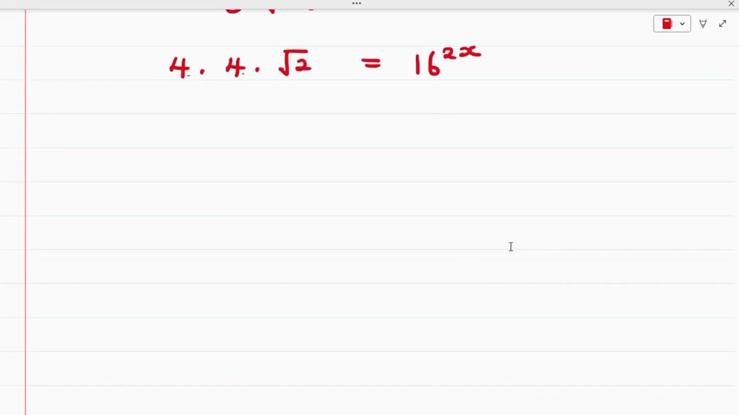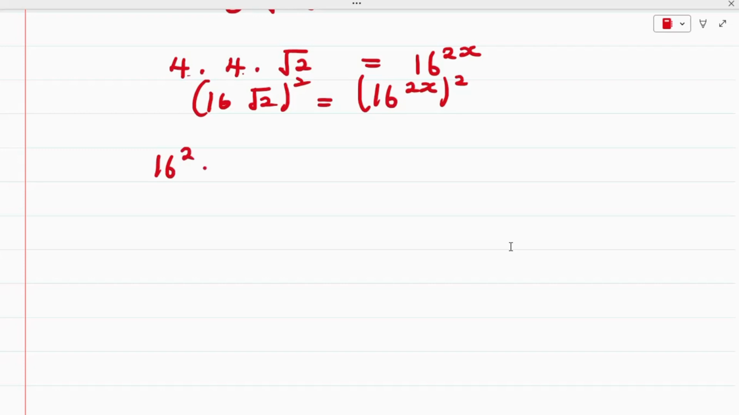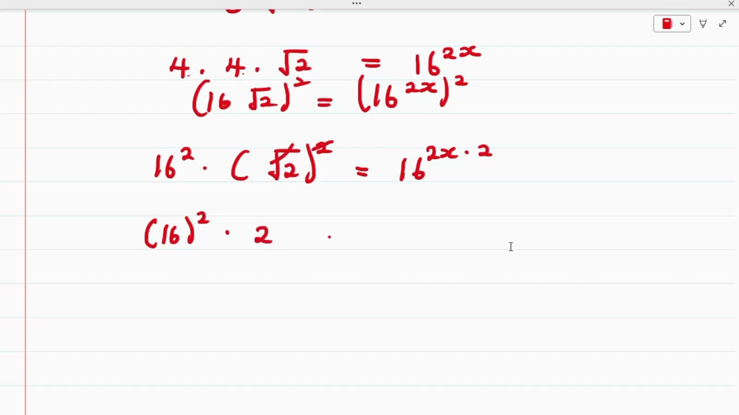So from here we have 4 multiplied by 4 is 16 root 2, which is equal to 16 raised to the power of 2x. So we want to simply square both sides one more time. So we have 16 raised to the power of 2 multiplied by the square root of 2 raised to the power of 2 is equal to 16 raised to the power of 2x multiplied by 2. So we have 16 raised to the power of 2 multiplied by this. This is going to cancel out this, so we have 2, and this is equal to 16 raised to the power of 4x.